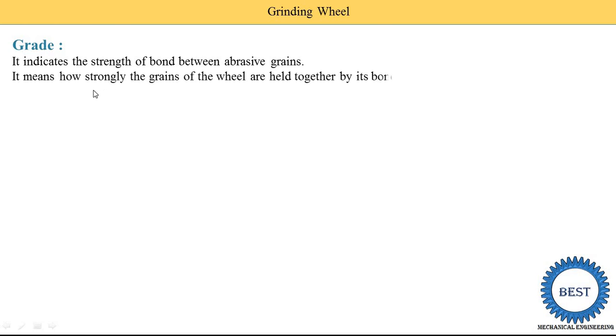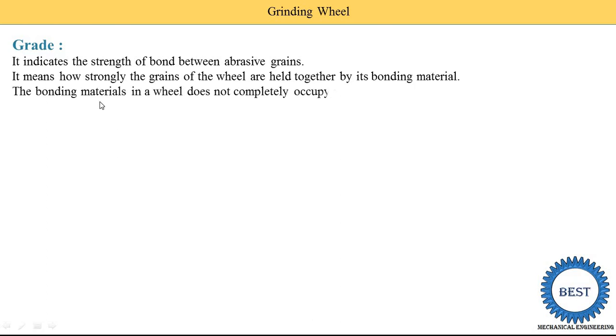Third is the grade. It indicates the strength of bond between the abrasive grains. Means what is the strength between the two abrasive particles? It is called the grade. It means how strongly the grains of the wheel are held together by its bonding materials. We know that the abrasives are held together by using the bonding materials. So grade generally depends upon which type of bonding material is used.